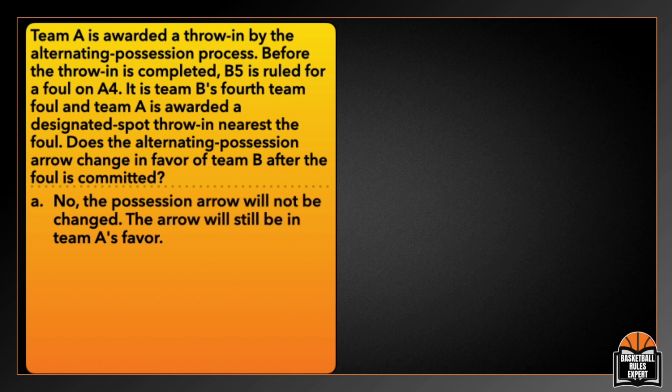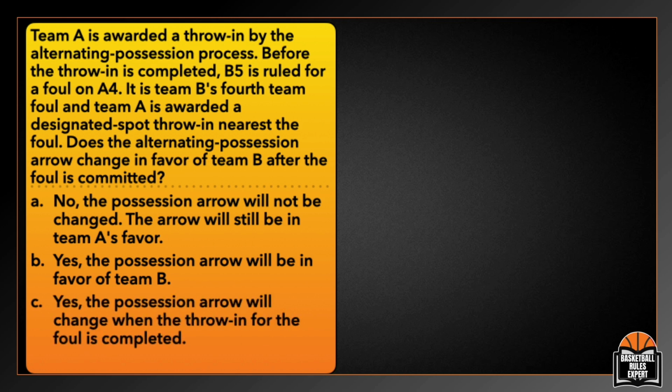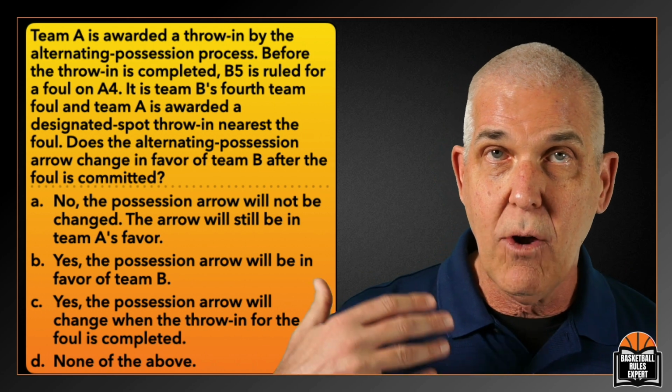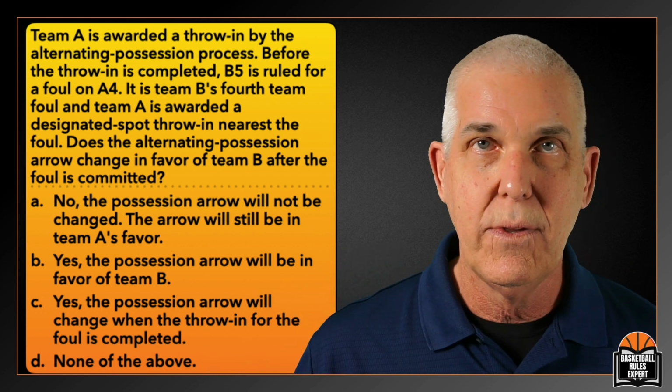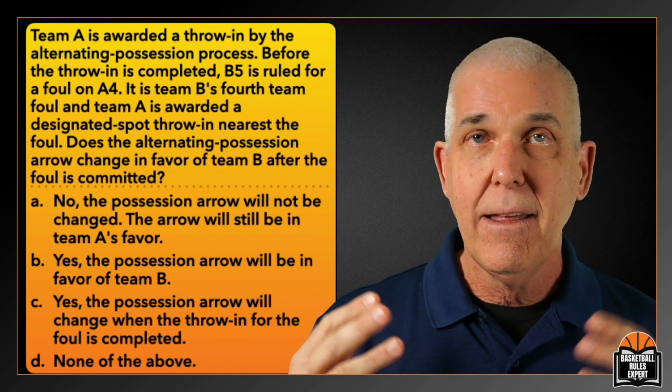A. No, the possession arrow will not be changed. The arrow will still be in Team A's favor. B. Yes, the possession arrow will be in favor of Team B. C. Yes, the possession arrow will change when the throw-in for the foul is completed. Or D. None of the above. So, alternating possession arrow, when does the arrow switch by rule? This comes into question here.